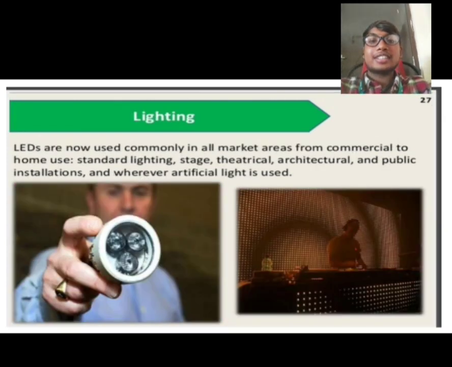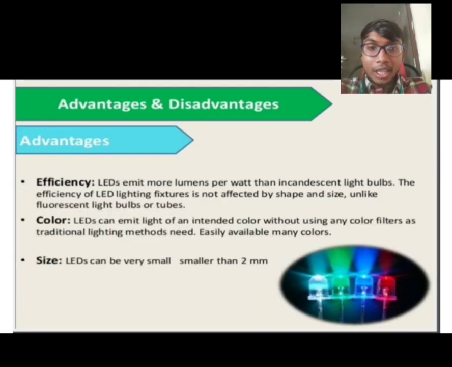Lighting. LEDs are now used commonly in all market areas from commercial to home use. Standard lighting, stage theatrical, architectural and public installations, and wherever artificial light is used. Advantages and disadvantages of LED.